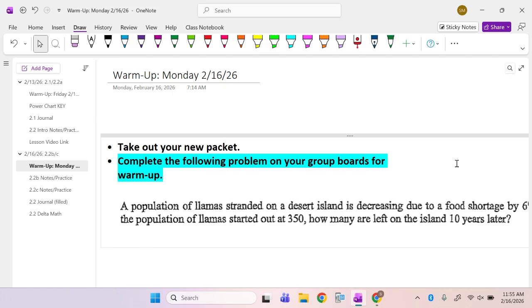Okay, so now we're going to take it a step further. We're going to talk about some other types of exponential word problems that you may see, but they're very, very similar to these. All right, so we're going to start first with doubling and half-life, and we're going to go into compound interest. All right, so go ahead and take out your packet.